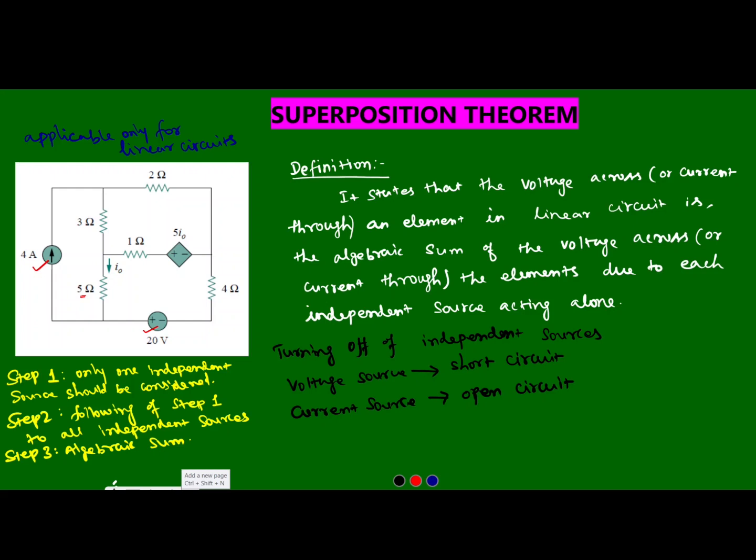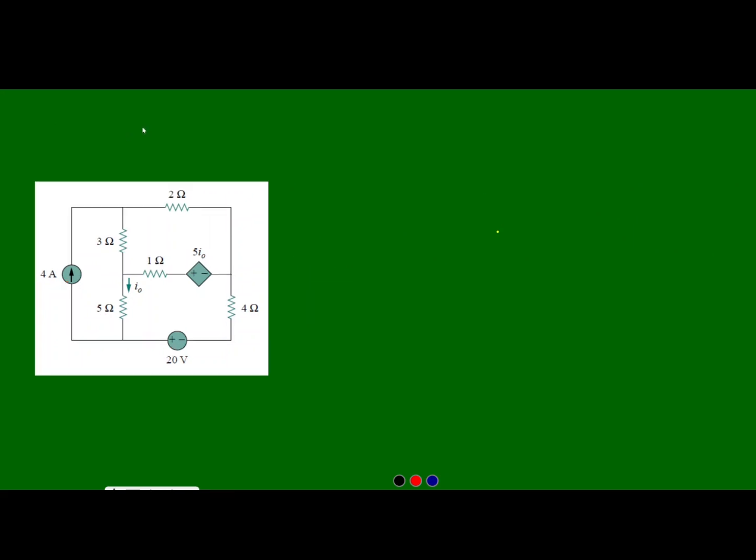Now we will proceed to superposition theorem problems. For problem solving, we will consider a circuit in which we need to find the value of I0, which is flowing through the 5 ohm resistor. In this circuit, one current source and one voltage source are available. These two are independent sources, and one dependent source is also available. In the superposition theorem, the dependent sources should not be turned off in any case.